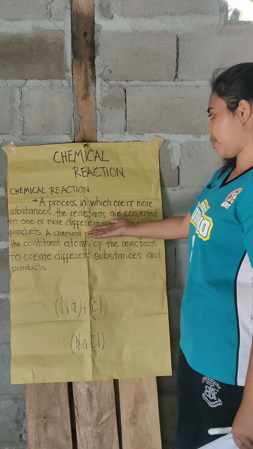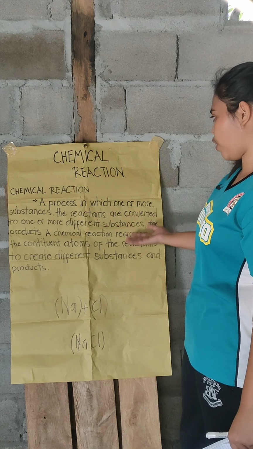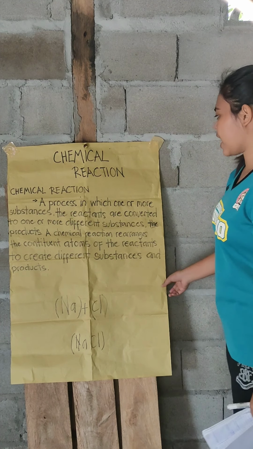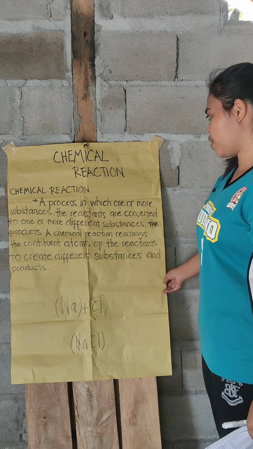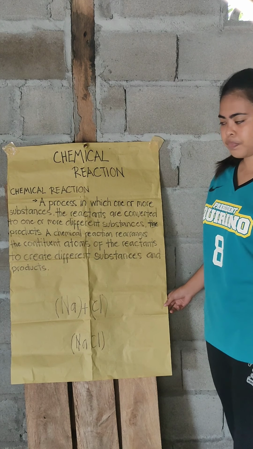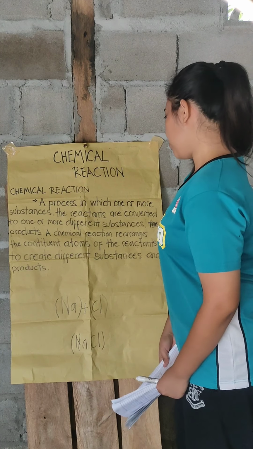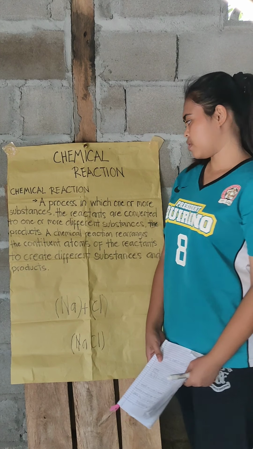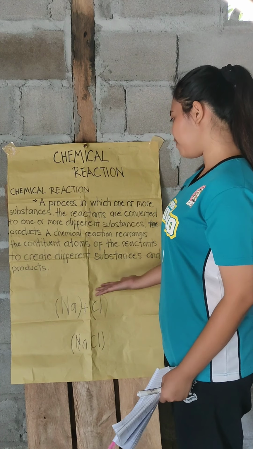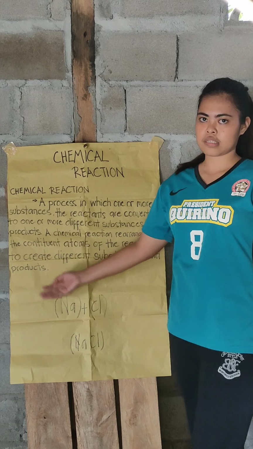A chemical reaction is a process in which one or more substances, the reactants, are converted to one or more different substances, the products. A chemical reaction rearranges the constituent atoms of the reactants to create different substances and products.